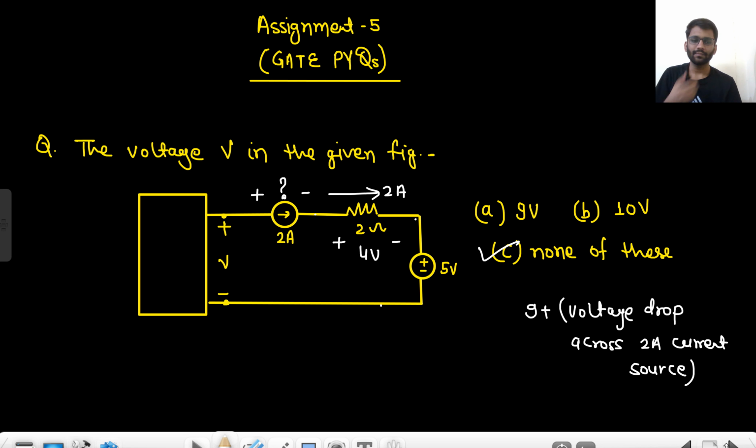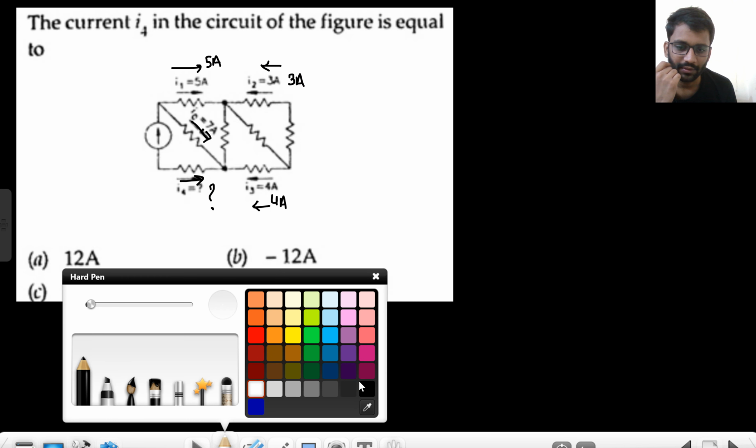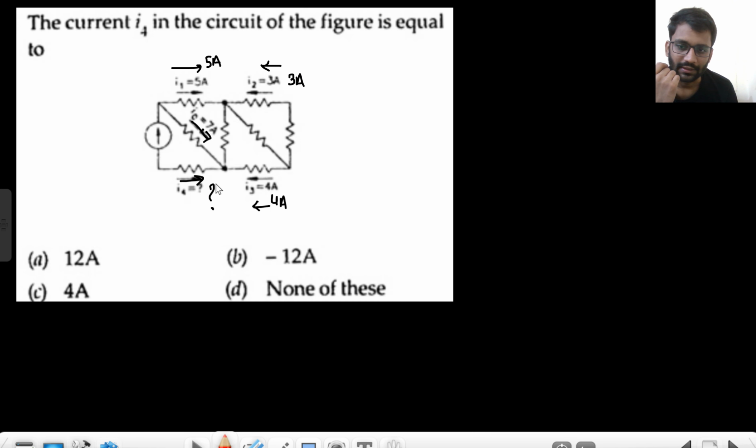Okay. Let's move on to the next question. You have to find the value of I4. This is I4. Tell me what will be the value of this current. This current is getting divided into two parts, 7 ampere and 5 ampere. So 7 plus 5 is equal to 12 ampere.